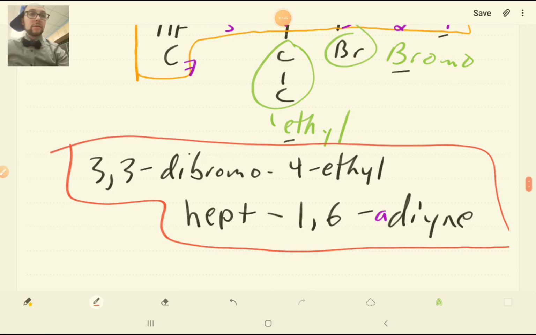And this concludes alkenes, alkanes, and alkynes.